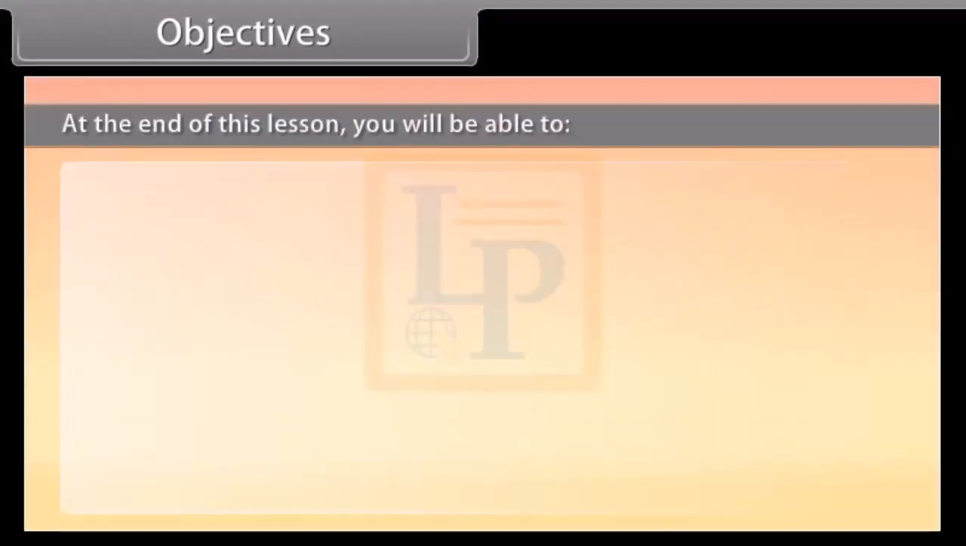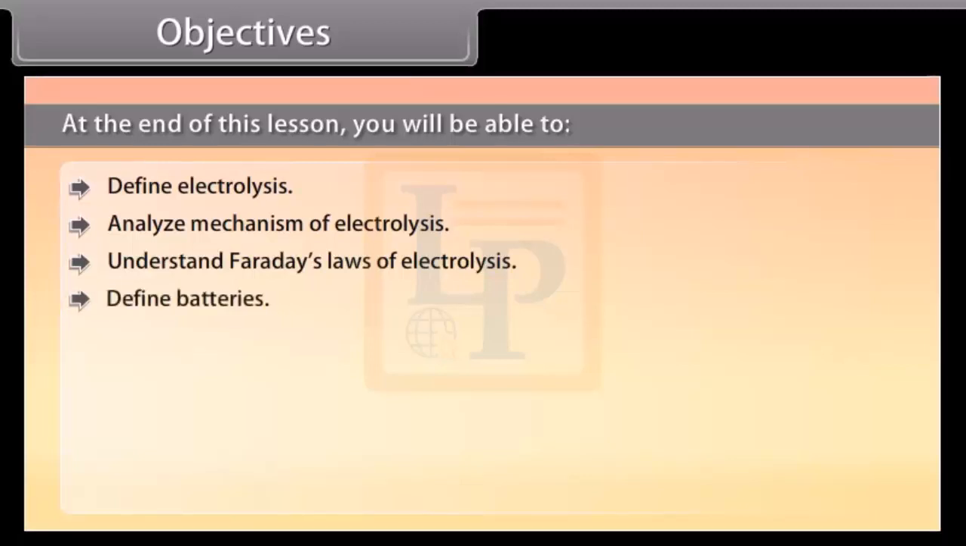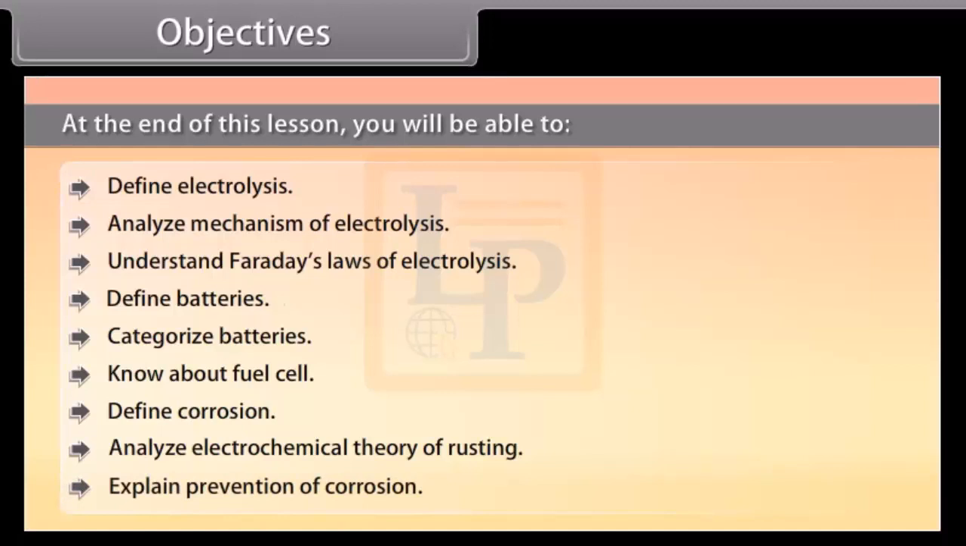Objectives. At the end of this lesson, you will be able to define electrolysis, analyze mechanism of electrolysis, understand Faraday's laws of electrolysis, define batteries, categorize batteries, know about fuel cell, define corrosion, analyze electrochemical theory of rusting, and explain prevention of corrosion.